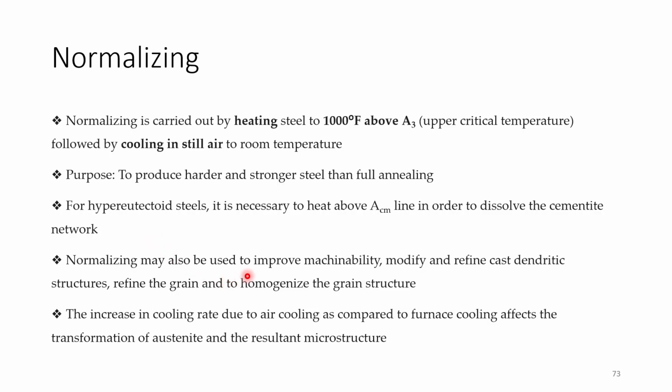Normalizing may also be used to improve machinability, modify and refine cast dendritic structures, refine the grain and homogenize the grain structure. The increase in cooling rate due to the air cooling, as compared to furnace cooling, affects the transformation of austenite and the resultant microstructure.